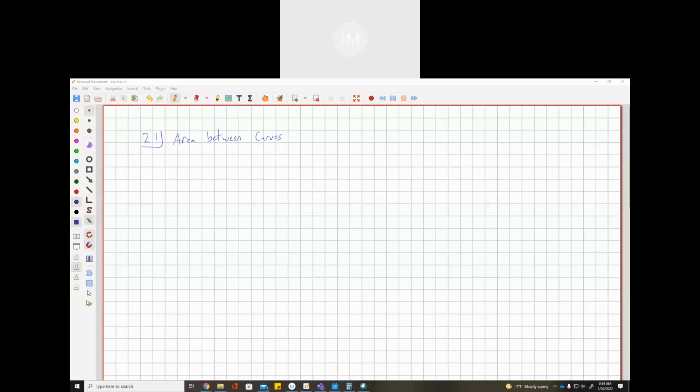Okay, so 2.1 was area between curves. I'm not going to re-lecture this. You did the homework, you know area between curves. But some of the important takeaways in that section was when I'm looking at two curves, and maybe I'm looking at some region inside that I want to find the area of.